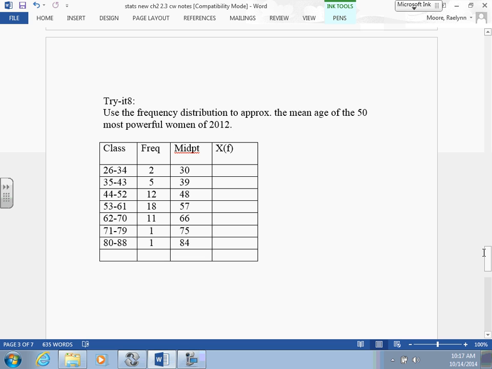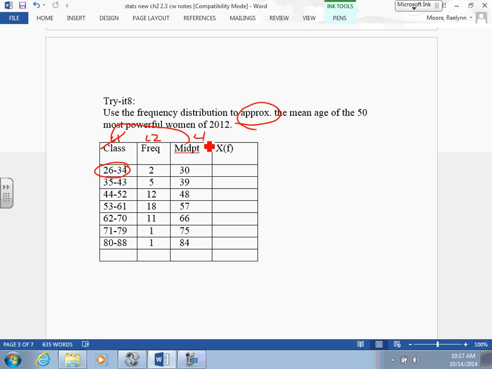And the last piece is when you have a class. Now, when you have a class and you're going to put this in your calculator, you go to say L1, L2, you have a little problem. You can't put 26-34. So what we do is we approximate this. We can only approximate the mean. We use the midpoint of this class. This is now our L1. This is our L2. We use the midpoint because you can't put this in your L1.